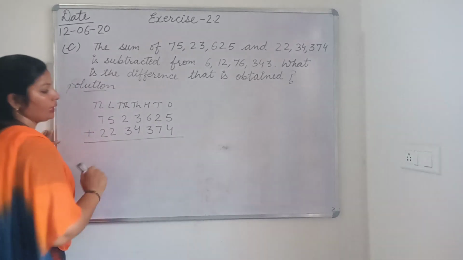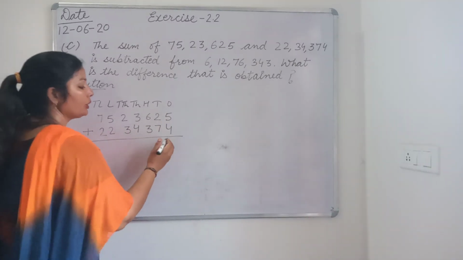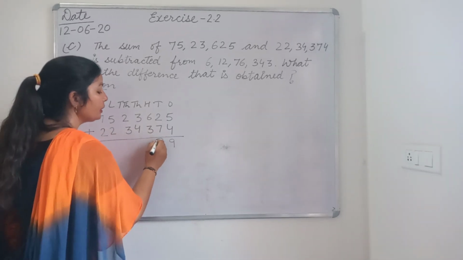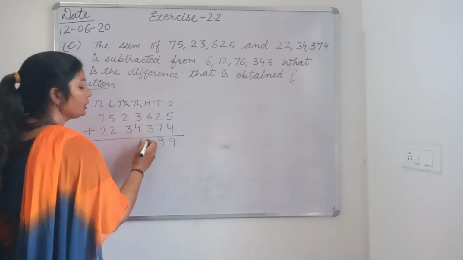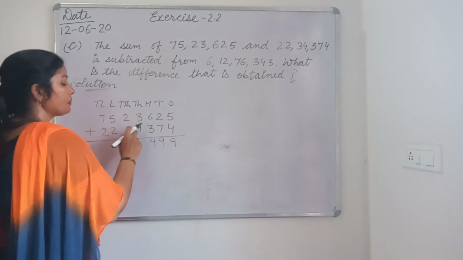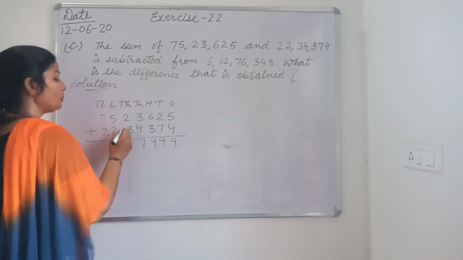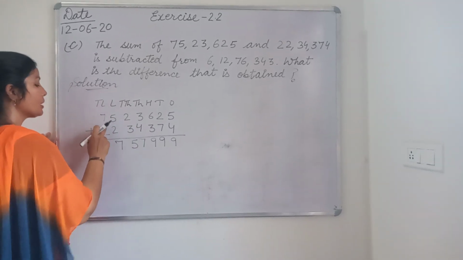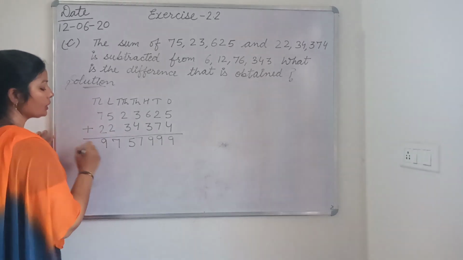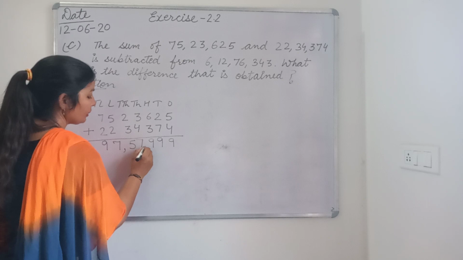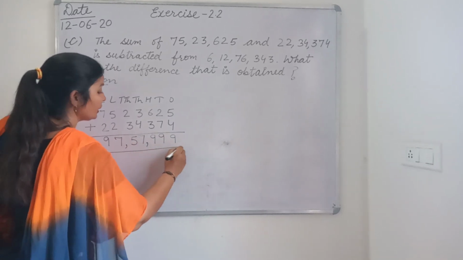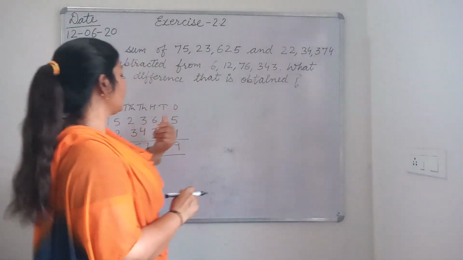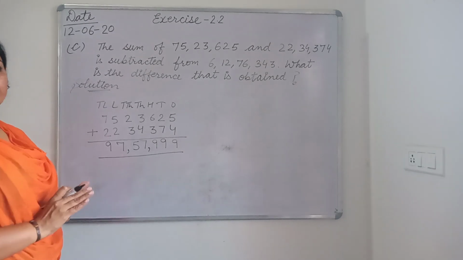Okay. Now we add them. So plus. Now 5 plus 4, 9. Okay. 7 plus 2, 9. 6 plus 3, 9. 3 plus 4, 7. 2 plus 3, 5. 5 plus 2, 7. 7 plus 2, 9. So what's your answer? 97,57,999. What is this? This is the sum. Here is given sum of these numbers. So these numbers sum we have to find. Okay. Now we go on the next process.